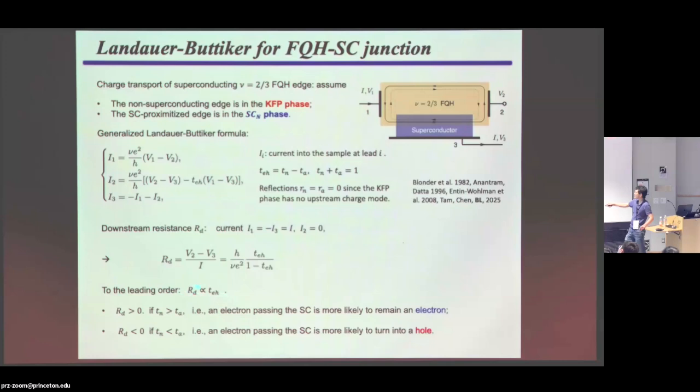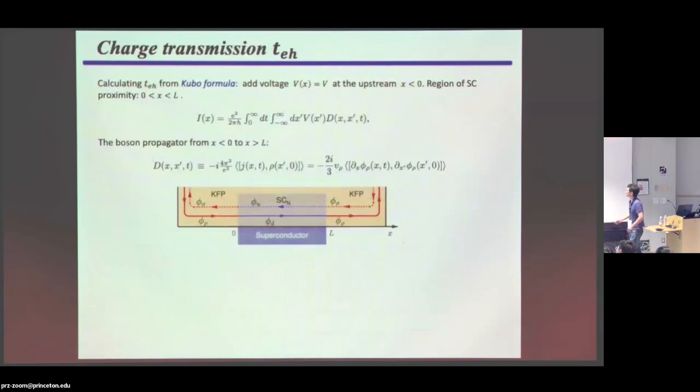So basically the sign of Rd reflects the sign of Th, and the sign of Th is basically saying whether, if it's positive, then the electron after passing the superconductor remains mostly still an electron. Or if it's negative, it means you have more probability of transmitting to the other side as a hole. So that's why people like this Rd measurement. Its sign directly tells you whether you have efficient superconducting proximity.